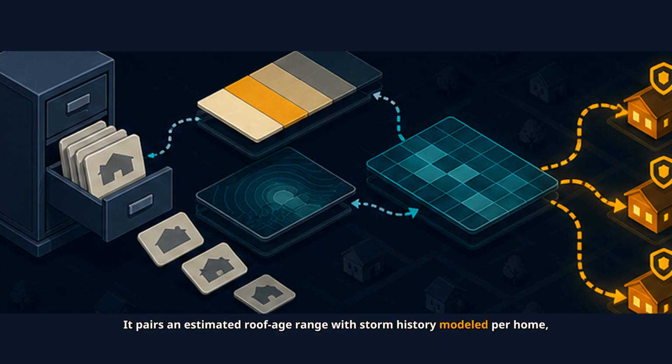Here's where RoofPredict fits. It pairs an estimated roof age range with storm history modeled per home to score which roofs in your own book are actually due. It does not send your email or manage deliverability. Roof age is a planning range, not an exact date. It tells you who to re-engage. The send is still yours.